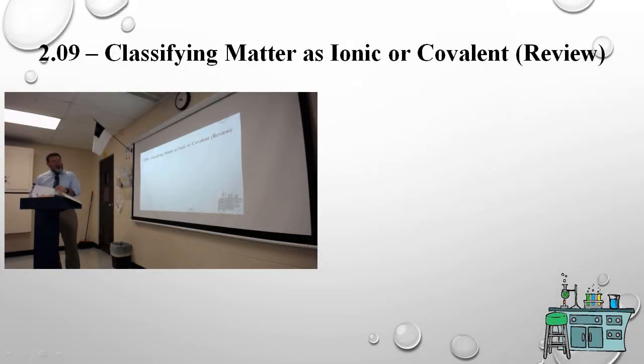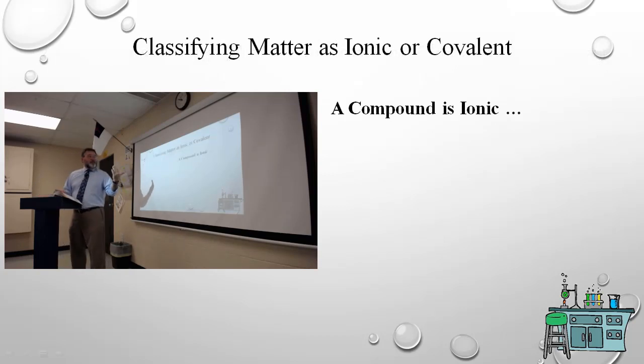210, which is naming, but let's really quickly review 2.9, that last section about classifying matter as either ionic or covalent. Do you remember the basic rule right now? A compound is ionic if what? Don't think in terms of its property, think in terms of its periodic table property, its location on the periodic table, okay? A compound is ionic.